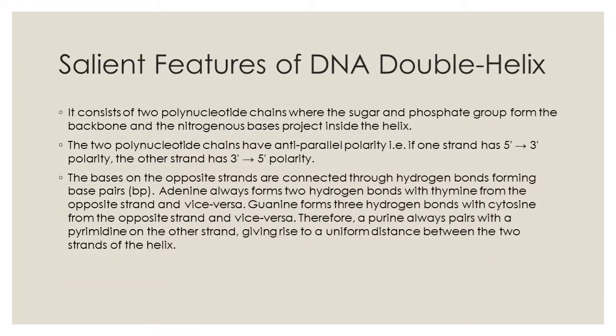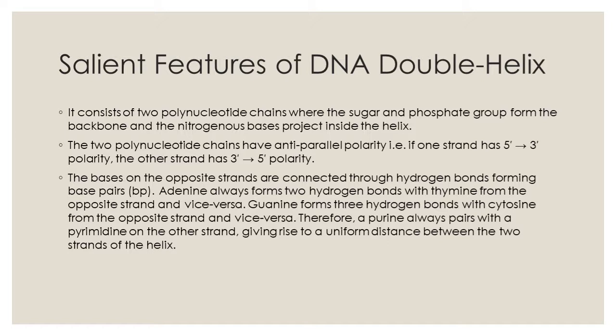What are the salient features of a DNA double helix? These are very important points. The salient feature is that it is made up of two polynucleotide chains where the backbone is constituted by the sugar phosphate, which is projected inside the helix. That can be right-handed and that can be left-handed also. Now, these two polynucleotide chains have antiparallel polarity.